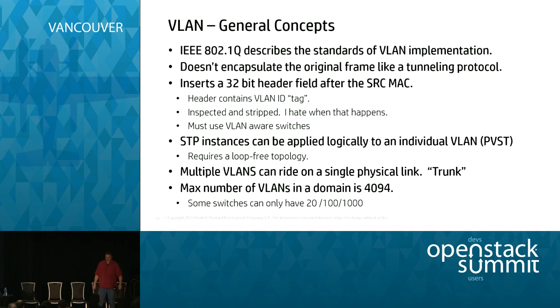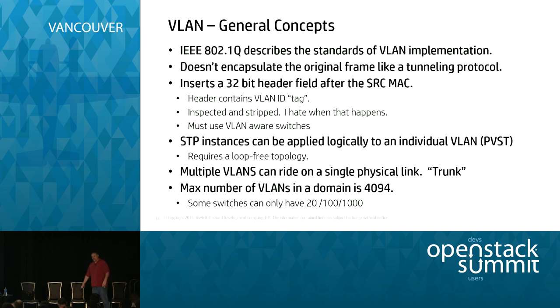Spanning tree, our old friend, the instances can be applied logically to individual VLANs. This is kind of a big deal. One of the problems we said was that traditional flat networking has problems with resiliency. VLAN takes that and adds a little to it, right? We have the ability to spruce it up a bit, give it a little refresh. We can create individual spanning tree instances per VLAN, right? And there's some other good stuff like that.